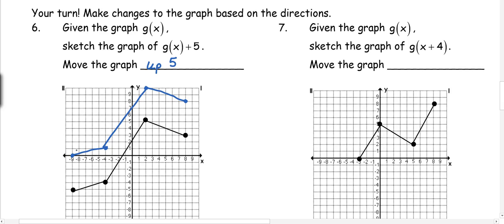Number 7, given the graph g of x, sketch the graph g of (x plus 4). Remember, your parent function is g of (x minus a number). Because it's plus a number, we're really pulling out a negative 4, which means that we are going to go left 4 from each spot. So from each dot, I'm going to count left 4 to make my new dots. And then once I found my new points, I'm going to connect those to make my new graph.